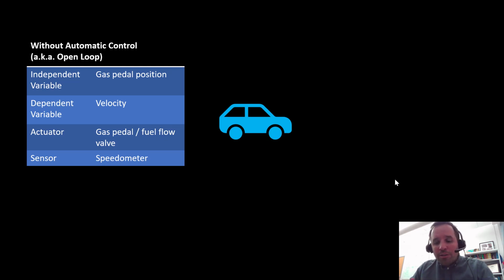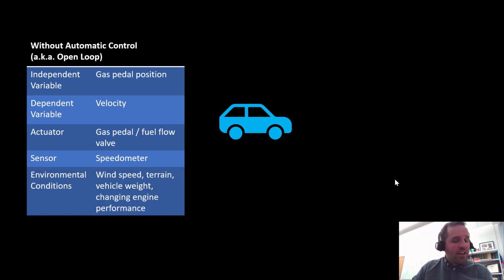And there are certainly a lot of other influencing factors that can affect how fast you're going. So these could be different environmental conditions like the wind speed. If the wind is a tailwind or a headwind, that's going to impact your speed. The different terrain is certainly huge, whether you're going up a hill or down a hill and what the slope of that terrain might be. Other things like changing engine performance over time or vehicle weight, those might also be environmental conditions that you can't control directly, at least not when you're driving your car, but that still impact critical variables like your velocity.